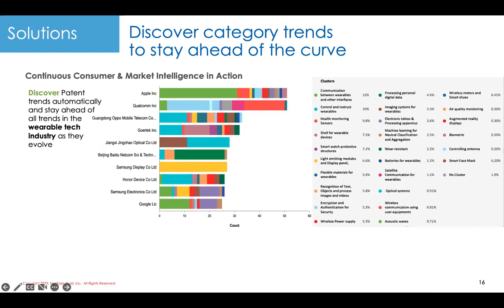So if you look into some of those smaller categories, you'll be able to see that there is a smart face mask they have filed, and there is air quality monitoring coming in the wearable industry. As I mentioned, there are flexible devices, and light emitting modules they have also filed patents for. And you will be able to see that with the top companies, Apple as well as Google, they all have this green segment. These are mainly for the communication between the wearables and other interfaces. So you'll be able to see that using this particular graph.